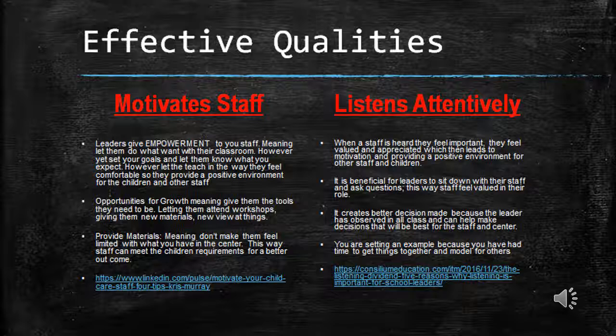Effective qualities. Motivate staff. Leaders give empowerment to your staff, meaning let them do what they want with their classroom. However, you set your goals and let them know what you expect. Let them teach in the way they feel comfortable so they provide a positive environment for the children and other staff. Opportunities for growth, meaning give them the tools they need, letting them attend workshops, giving them new materials, new views at things.